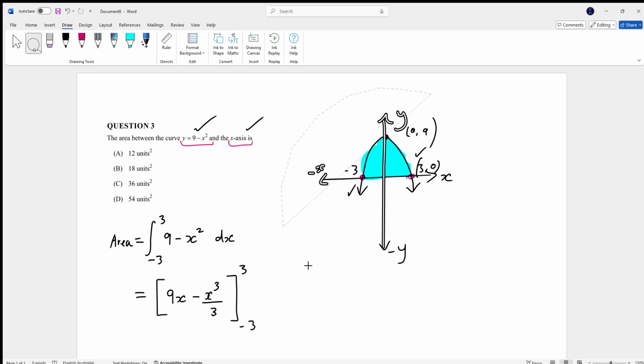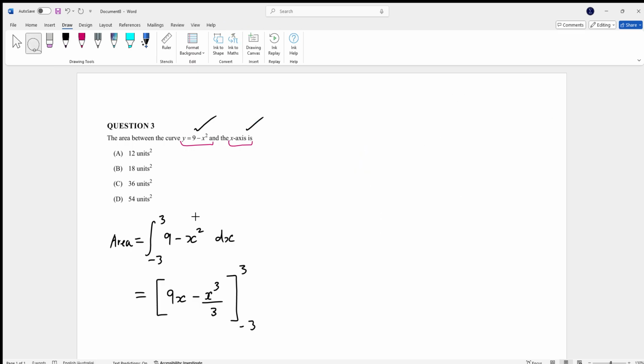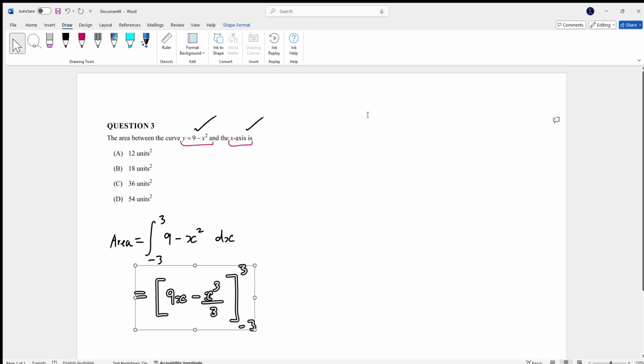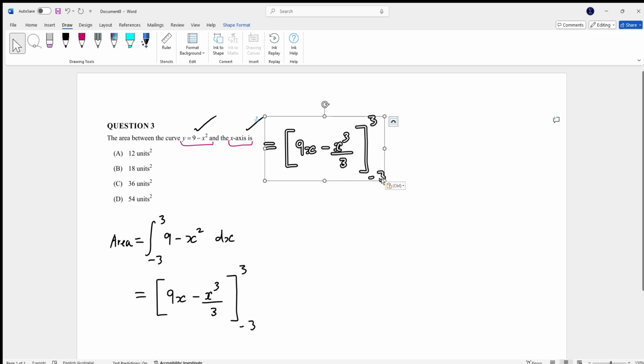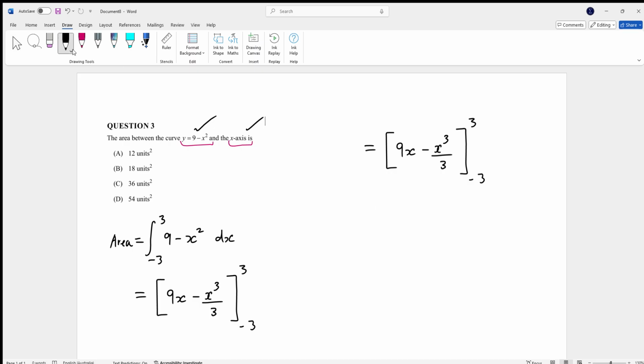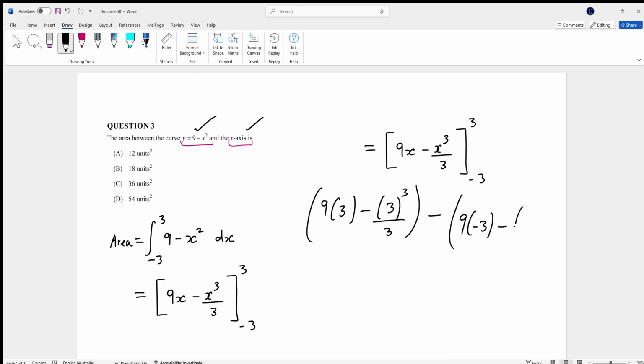Now I'm going to get rid of this diagram here because I'm going to need room very quickly. So what I'll do is I'll move this guy up here, and we'll see what we get. So what you're going to chuck in first is the 3. Wherever the x is present, you chuck in the 3. So it'll be 9 times 3 minus 3 cubed over 3. Then you subtract and you sub in the lower bound. So it's going to be 9 times minus 3 minus negative 3 all cubed over 3.